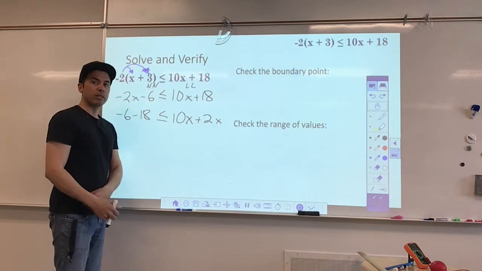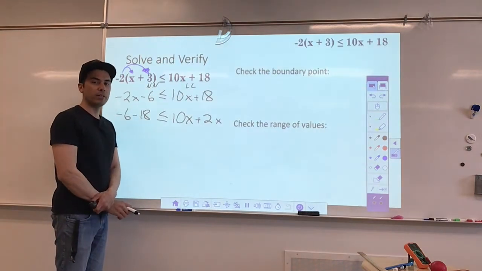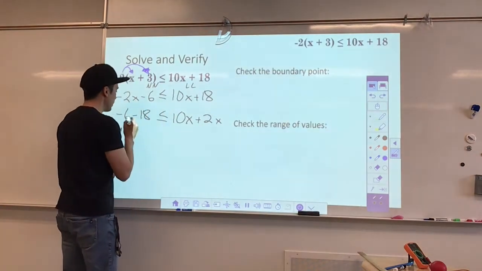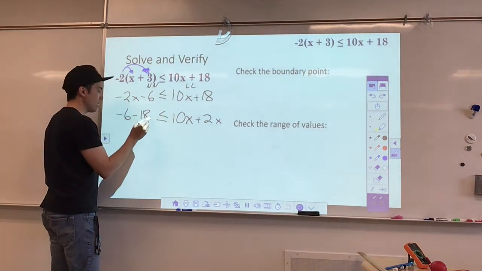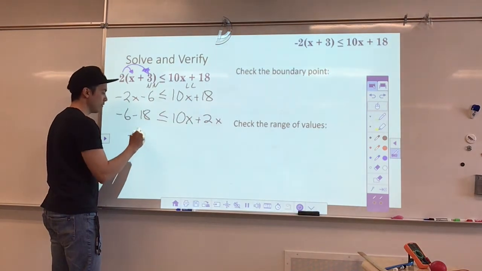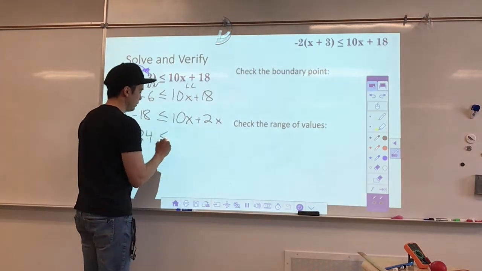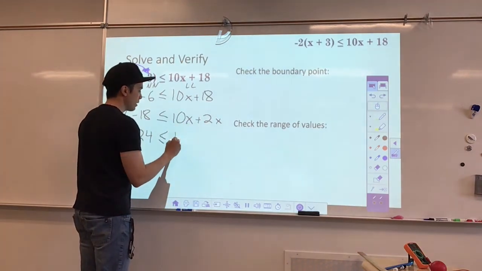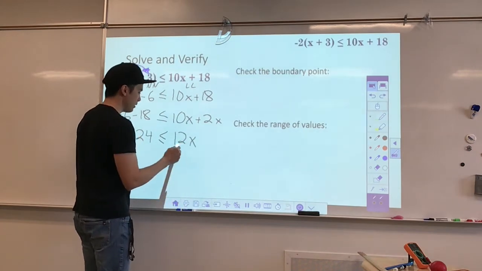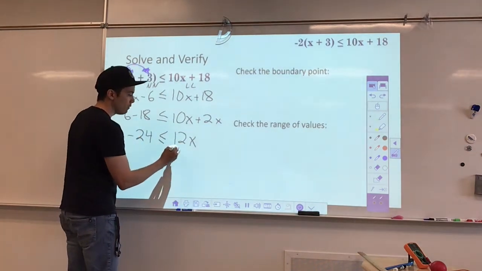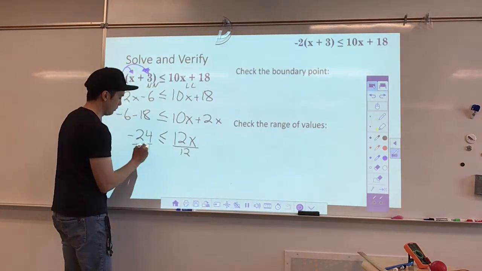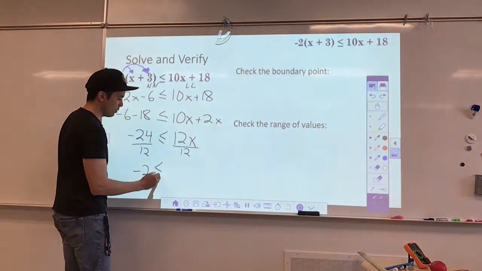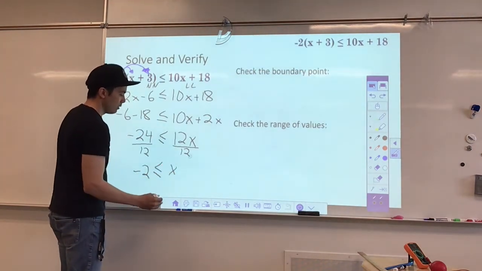I haven't had to switch my inequality sign because I haven't multiplied or divided by any negative numbers, so this is still the same. Okay, now I'm just going to go negative 6, take away another 18, is going to give me negative 24, less than or equal to 10 x's plus 2 x's is going to give me 12x. At this point, I'm going to divide by 12 on both sides to get negative 2 is less than or equal to x.